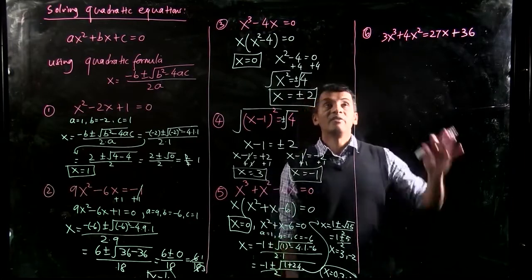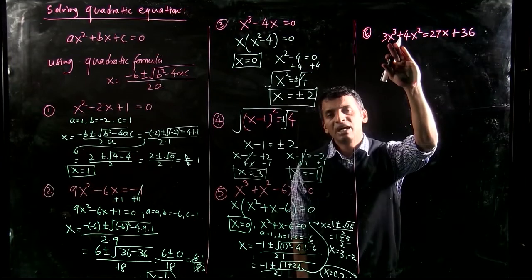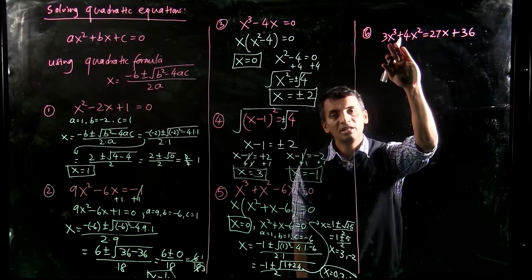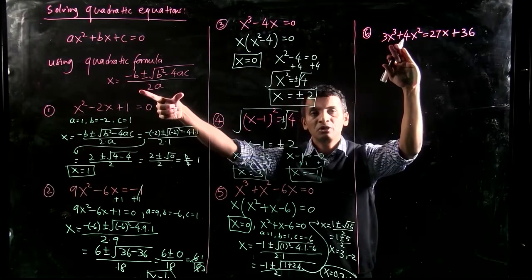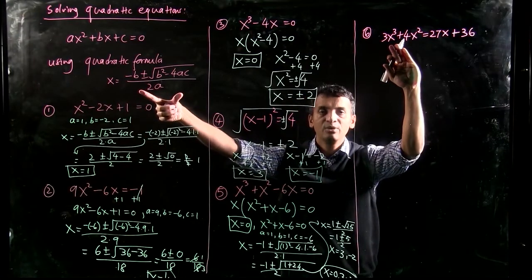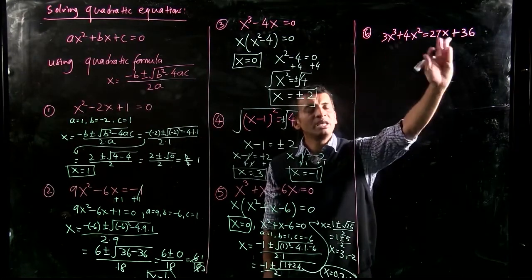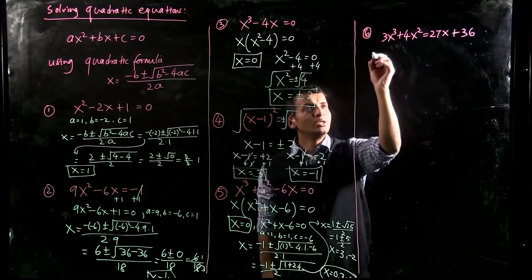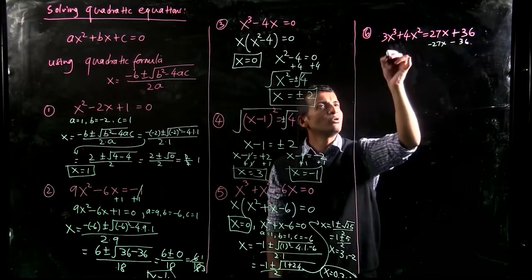Okay? And the final example has degree 3. That means the highest exponent is 3. It is not quadratic, so you cannot directly use this formula. So first of all, you should simplify, and then you will get a quadratic equation there. Okay? So what is the first step? Bring everything to the left. So you subtract 27x and 36 from both sides.